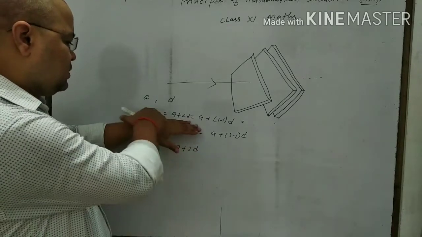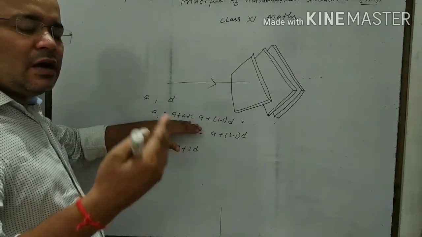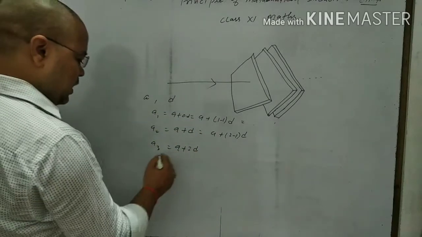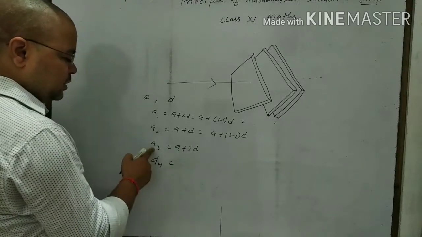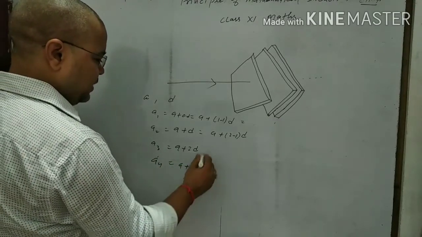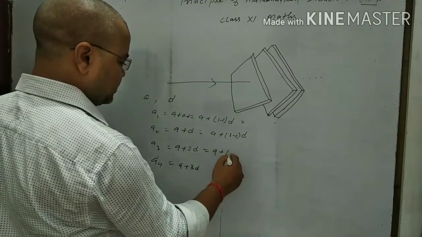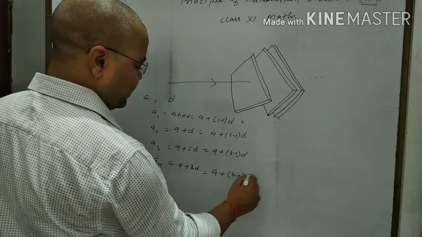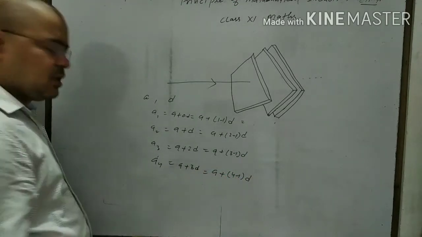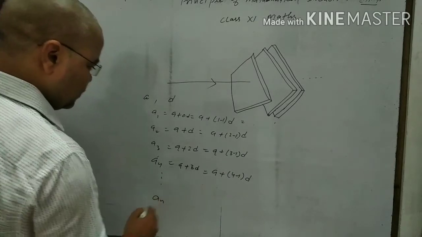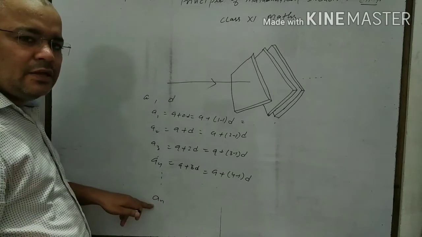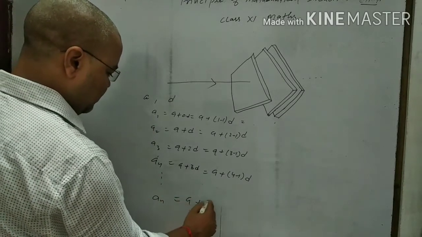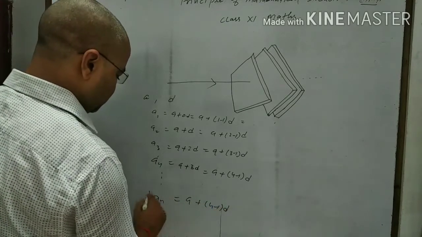Similarly, the first term is A. If we add a constant value D, it will be A plus D. If we add D to A3, it will be A plus 3D, and we can arrange it as A plus 4 minus 1 into D. Similarly, we can make a general rule from the particular, that is An is equal to A plus n minus 1 into D.